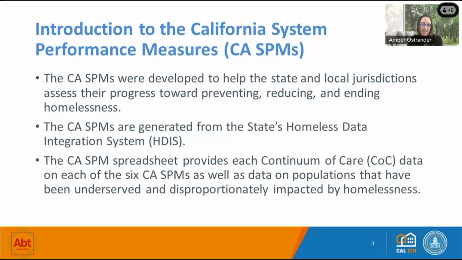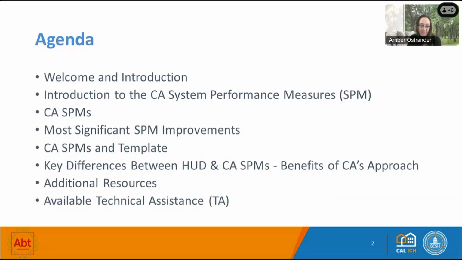Here joining me today are our partners at Apt Associates. This is a big team led by Jules Brown and Melissa Stevenson. They will also be walking through the most significant improvements made and the template itself. If we have time at the end of the presentation, we will try to answer as many questions as possible, but there will also be other opportunities for questions at later dates through the technical assistance we are offering and will go over later. Next slide.